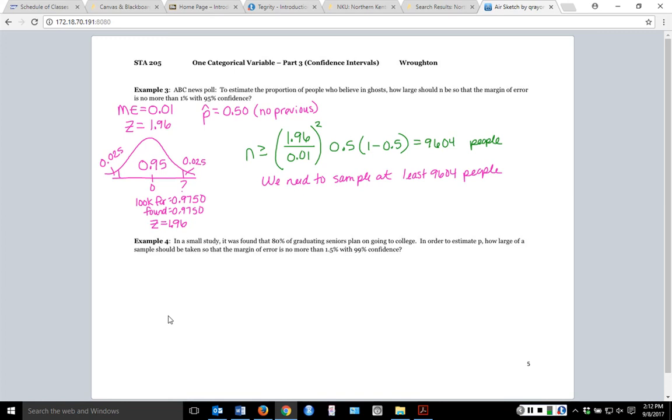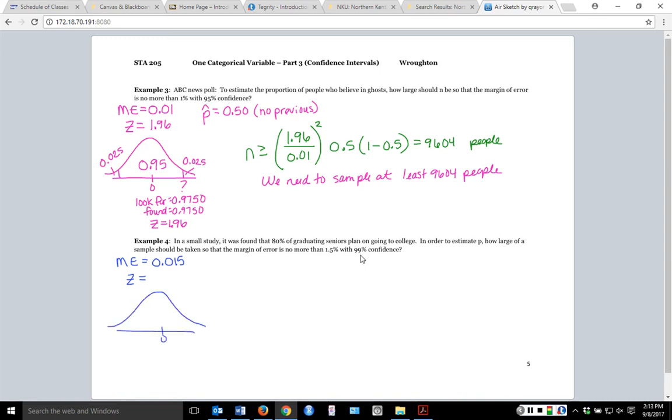Alright, so first we know our margin of error is that 1.5%. We got to change that to a decimal, so we're going to divide that by 100%, so be careful of this one. That'd be 0.015 once you divide it by 100%. I need to find my z, which is again based upon that confidence level that shows up in the problem.